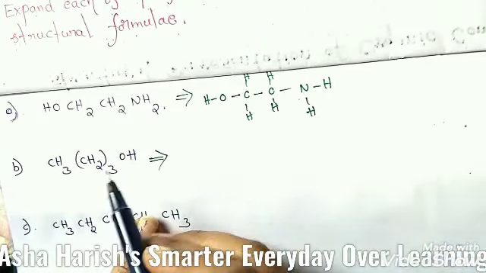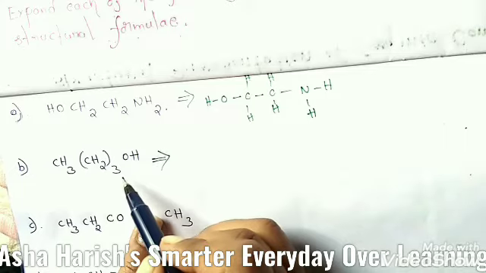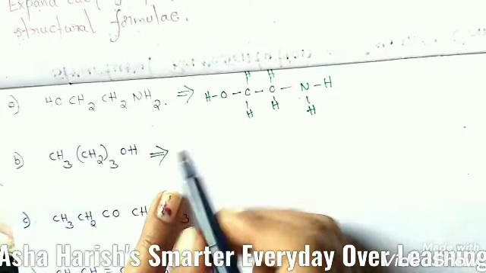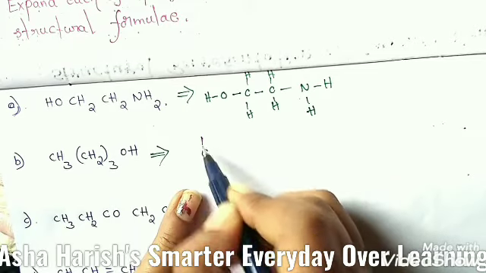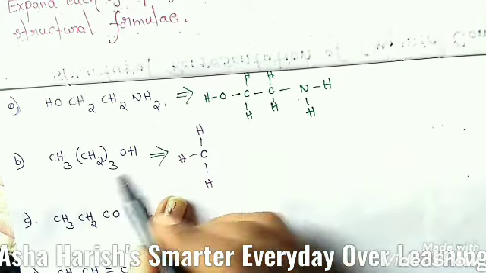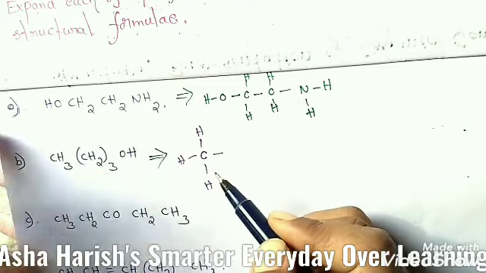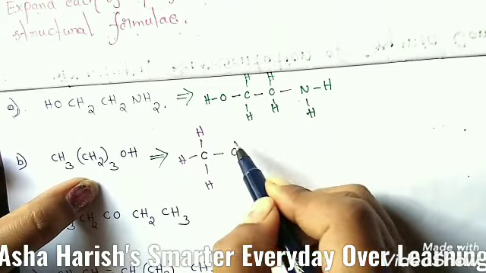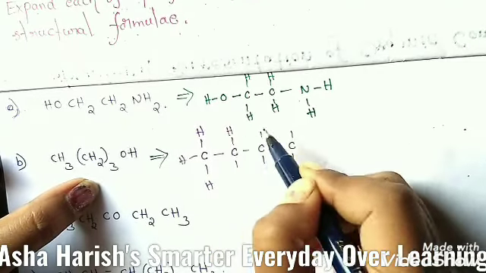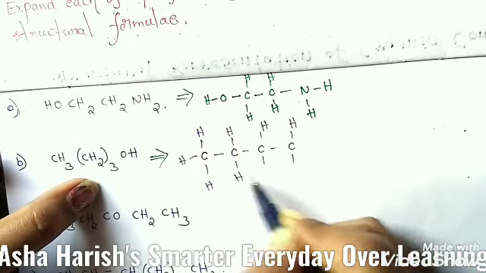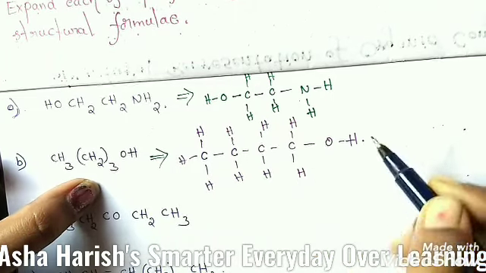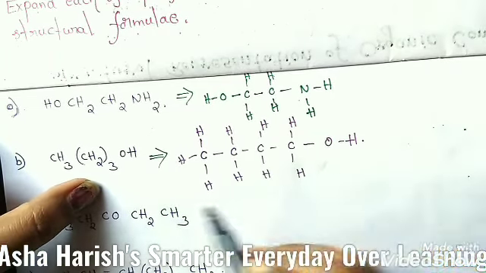Let's see the next one. CH3, CH2 twice, OH. Okay, I'm going to draw a complete structural formula for this. CH3, so here 3 hydrogens, right, and here you can see CH2 3 times. Then CH2, here 1, like this, CH2, CH2, CH2, here O and H, right. This is the complete structural formula for this compound.